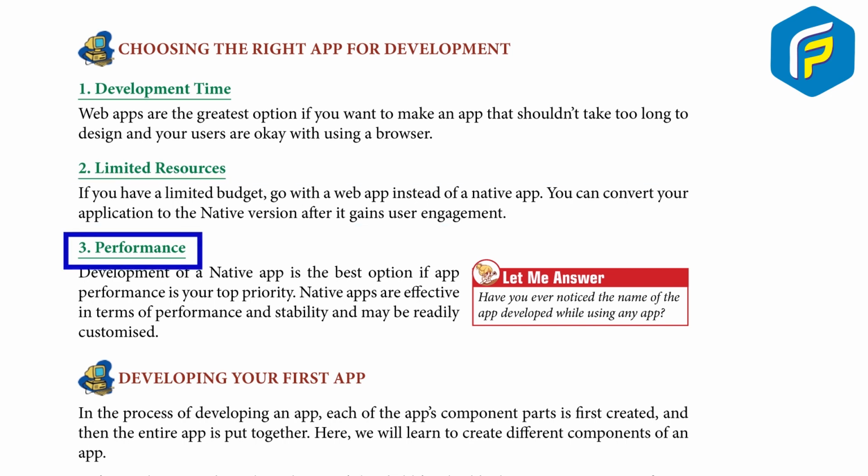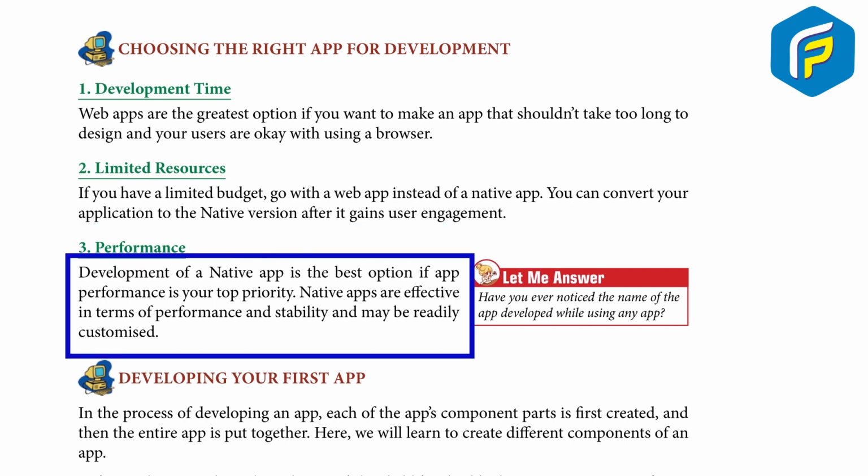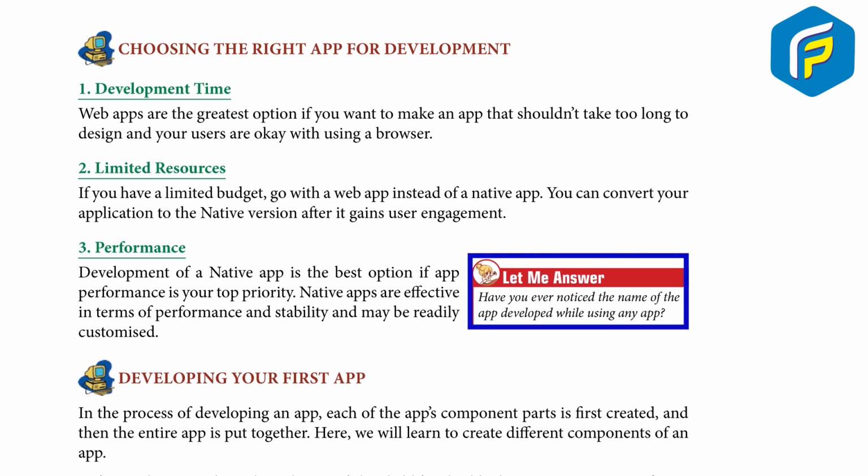3. Performance. Development of a native app is the best option if app performance is your top priority. Native apps are effective in terms of performance and stability and may be readily customized. Let me answer. Have you ever noticed the name of the app developed while using any app?